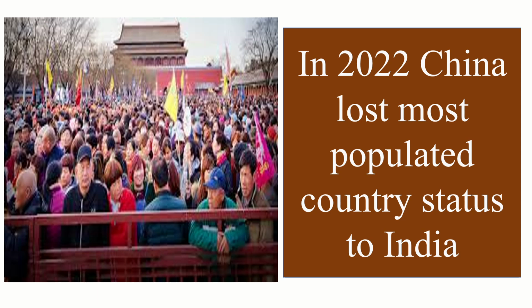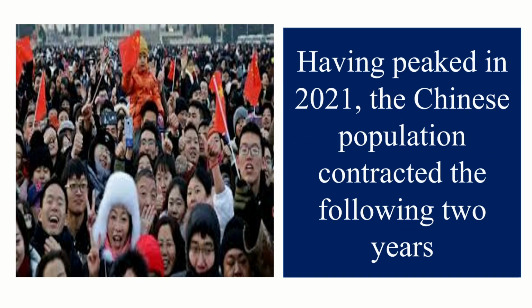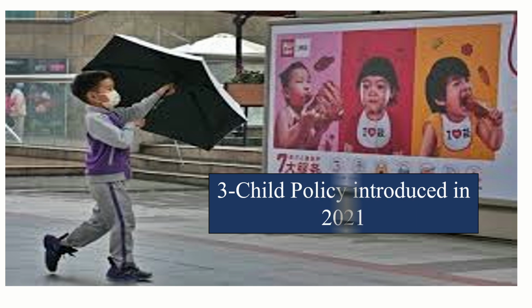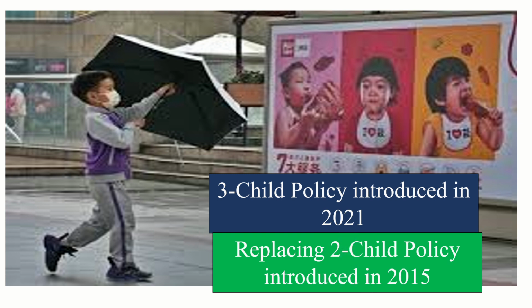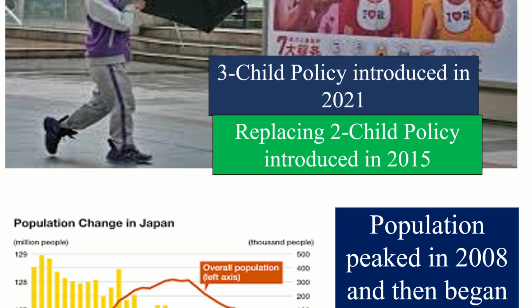China already has lost its most populated country status to India. Having peaked in 2021, the Chinese population contracted the following 2 years. Meanwhile, the Chinese government introduced three-child policy in 2021, replacing the two-child policy introduced in 2015. However, the efficacy of such policies remains under question.